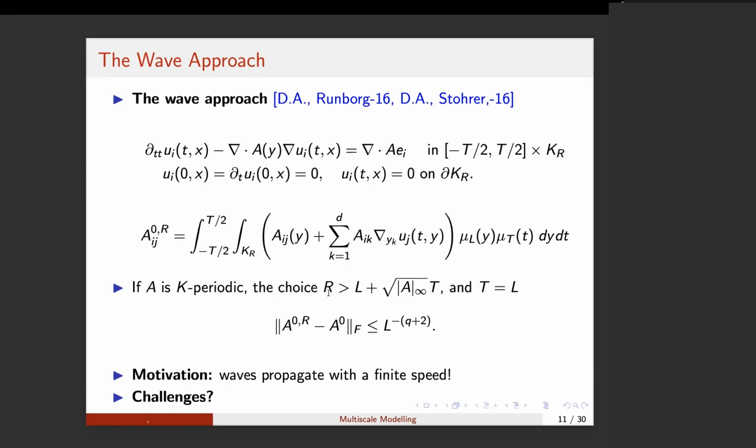And the second thing is that the domain size R needs to be chosen sufficiently large. So essentially, if we have a coefficient which has high contrast, then the domain size will be very large. And okay, so that's one of the challenges. So there are essentially two challenges: time dependency and the fact that we may need to choose very large domains to obtain such errors.